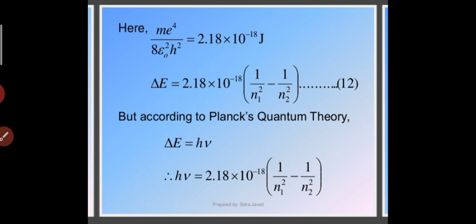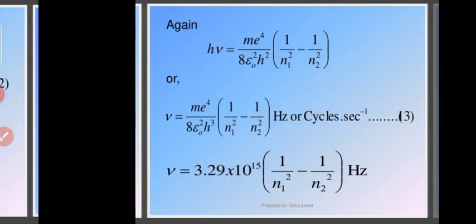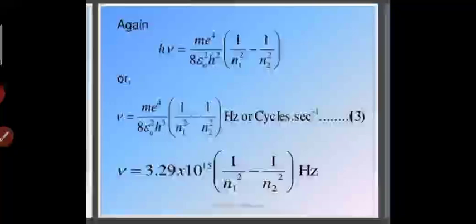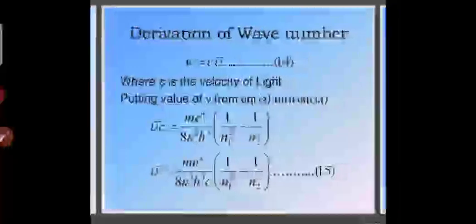So basically, according to Bohr's postulate, delta E is equal to h nu. If I substitute h nu here and divide by h, then I will get the frequency, that is m e to the power 4 upon 8 epsilon naught square h square, in bracket 1 by n1 square minus 1 by n2 square. If I take all these as constants, m, e, epsilon, h, and substitute and calculate, I will get 3.29 into 10 to the power 15, in bracket 1 upon n1 square minus 1 upon n2 square, hertz. So this is the frequency.